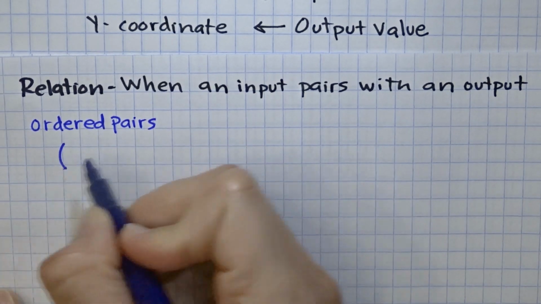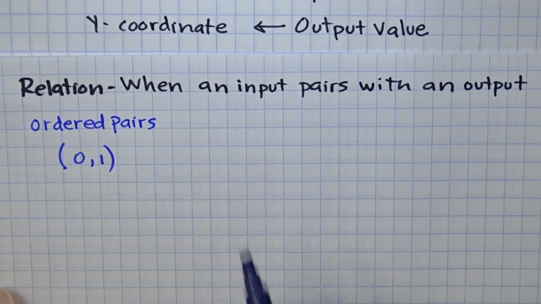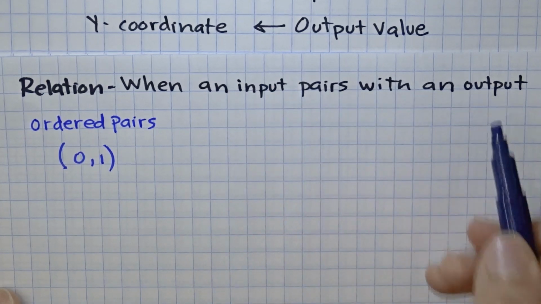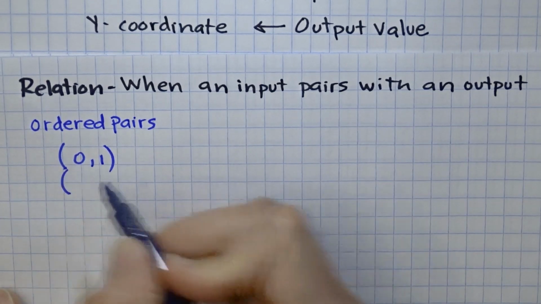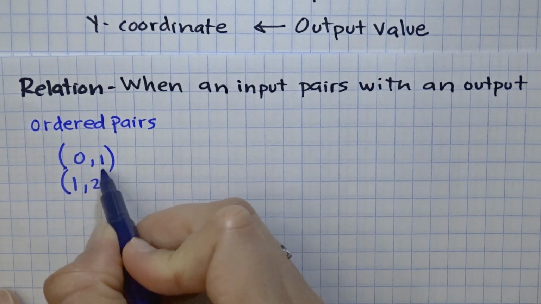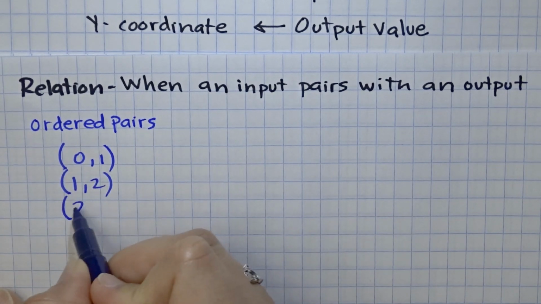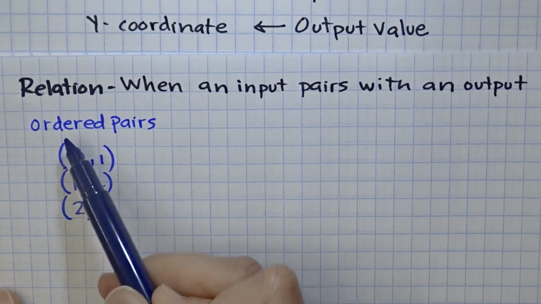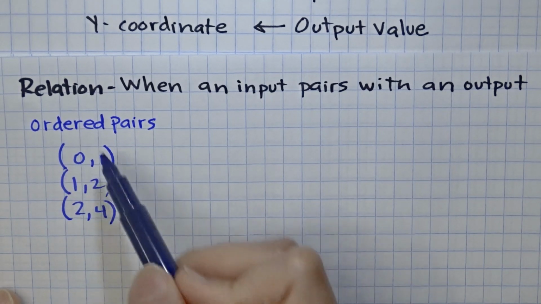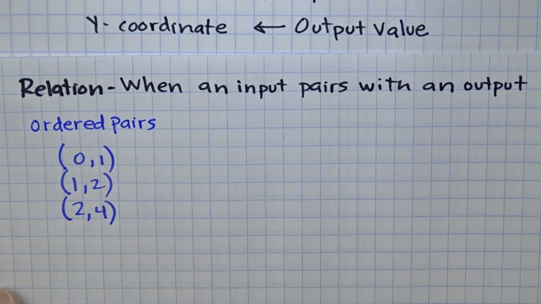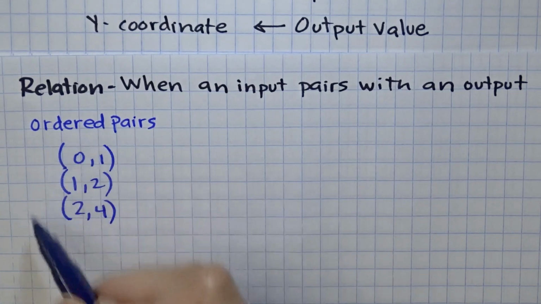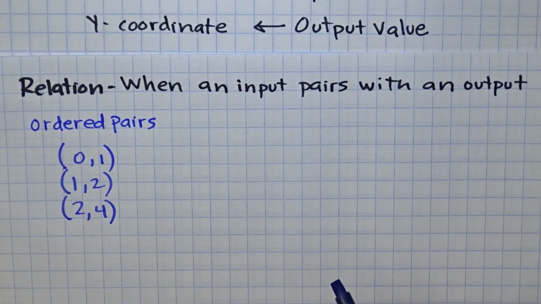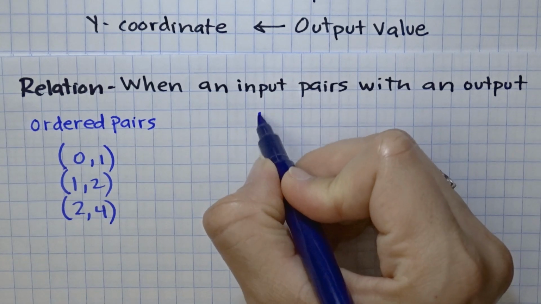So ordered pairs such as 0, 1. That is an input pairing with an output. Another ordered pair, 1, 2. Another one, 2, 4. So this is a list of inputs, or x-coordinates, pairing with an output, our y-coordinates. Now this was our old terminology, but now we're going to do something called the mapping diagram.